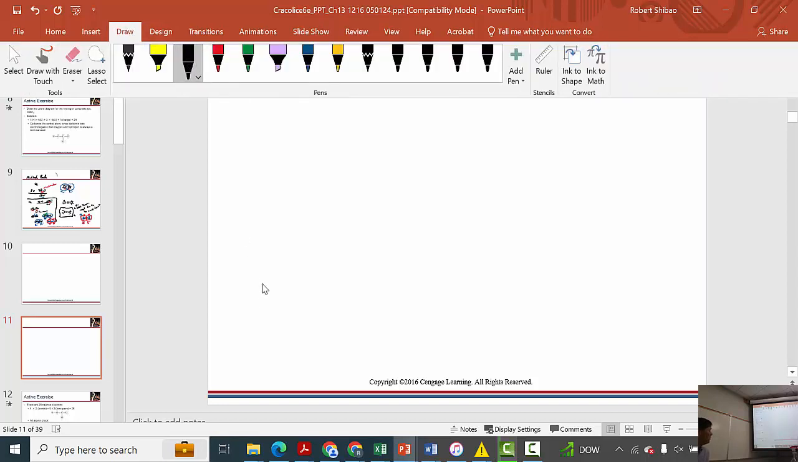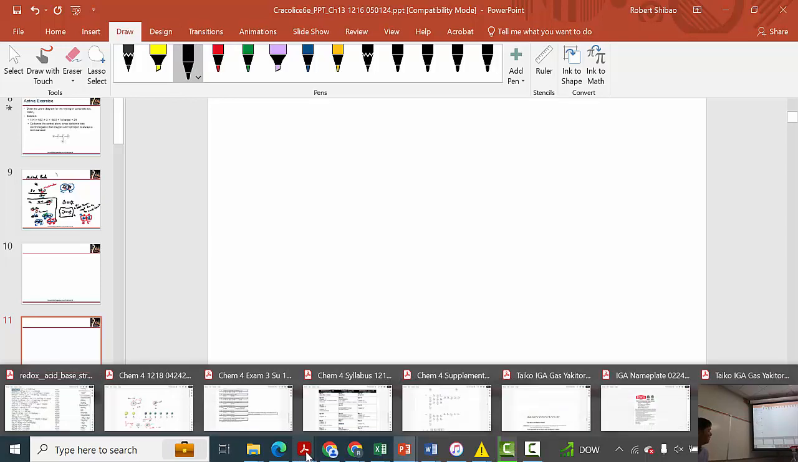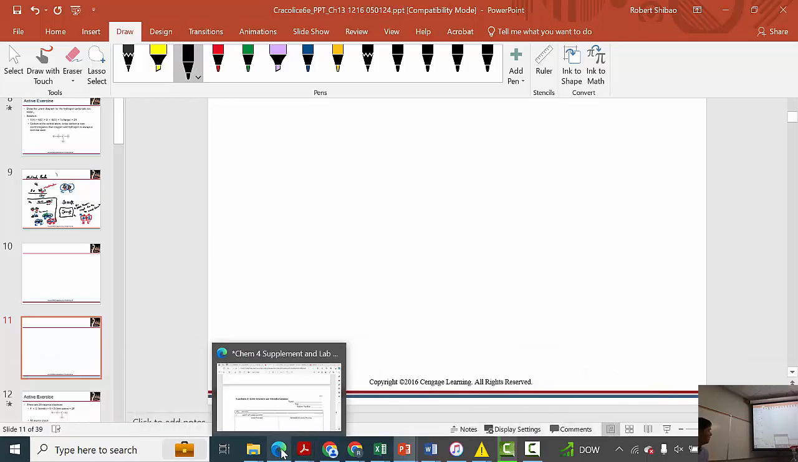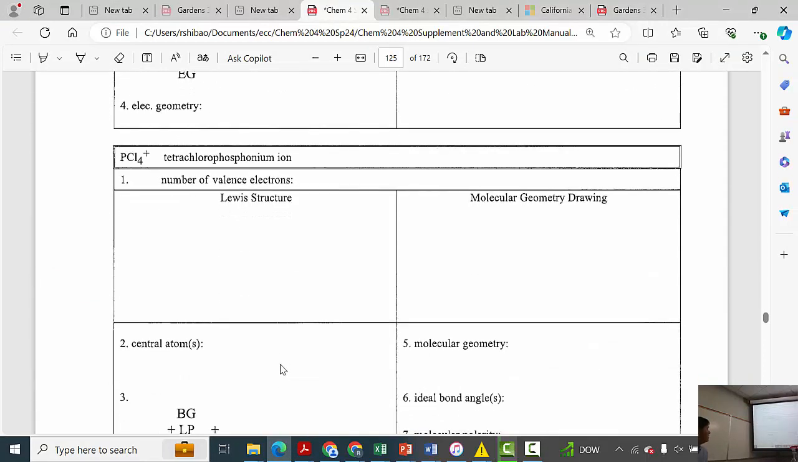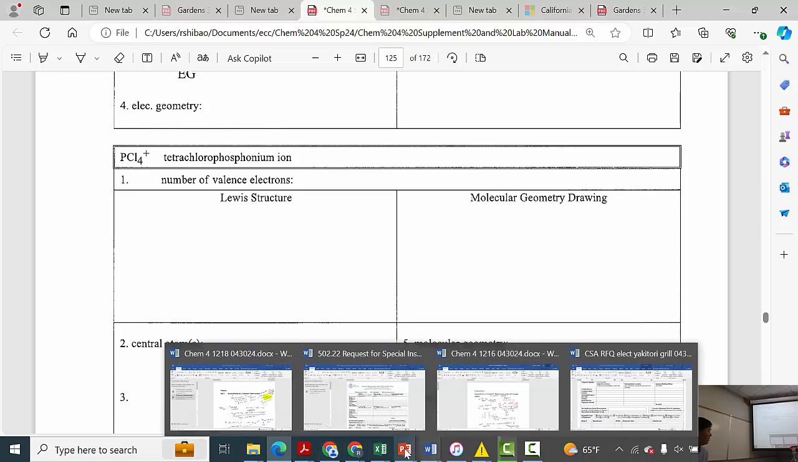So one of these will be, let's see, PCl4 plus, this one. This one's called the tetrachlorophosphonium ion. It's not one of those ones, but it's a polyatomic cation. Let's give that one a go.